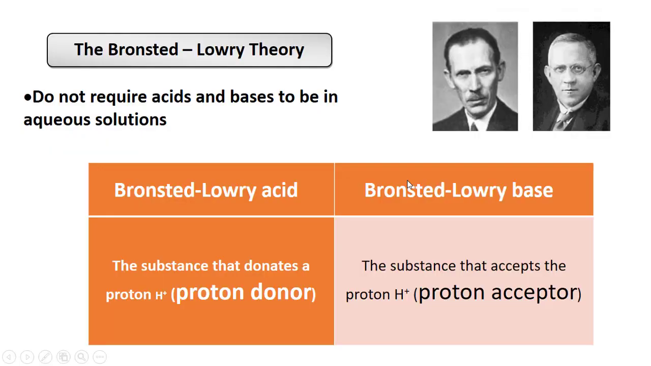Number 2, Bronsted-Lowry theory. This theory doesn't require acids and bases to be in aqueous solutions. A Bronsted-Lowry acid is a substance that gives H positive, and we can call H positive a proton. So a Bronsted-Lowry acid is a proton donor, and a Bronsted-Lowry base is a substance that can accept H positive, or we can say it's a proton acceptor.